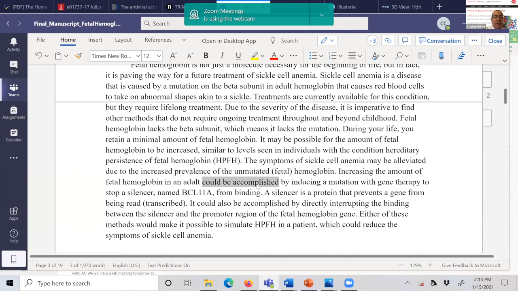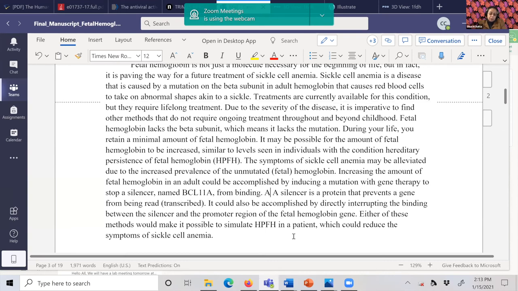Well, what I would suggest you do is just put in parentheses after this sentence, a clinical trial to test this hypothesis is currently underway. And I think both the CRISPR way and the adenoviral vector way, both are being tried.